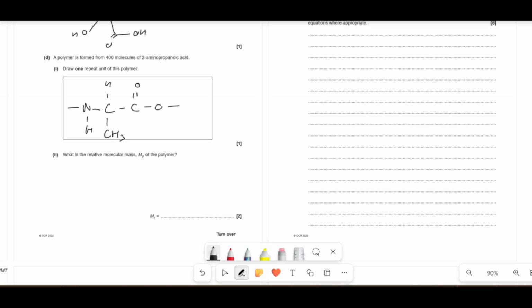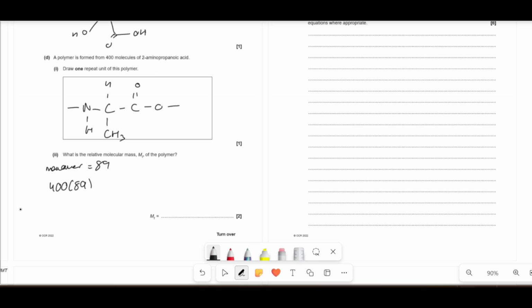And it says, what's the molecular mass of this polymer? Okay, so we need to think about this logically. So we've got 2-aminopropanoic acid. So the monomers, the MR of it all, if you work that out, it's 89. We have 400 lots of 89 in this. Okay? But each one of them, remember, puts out an H2O, because it's a condensation polymerization reaction.